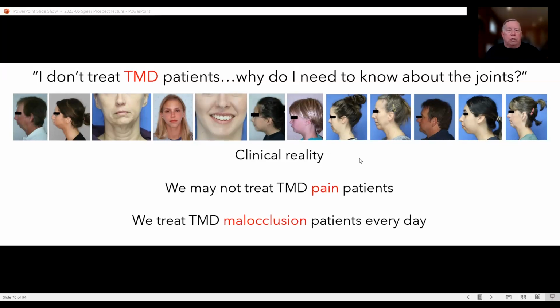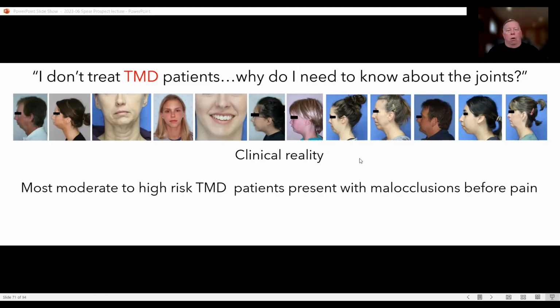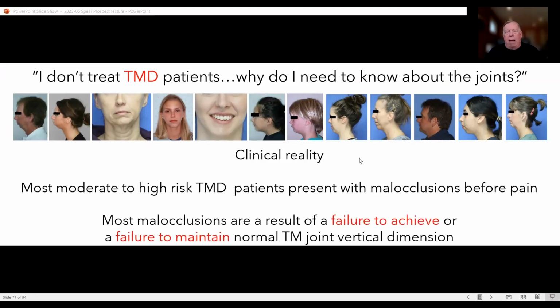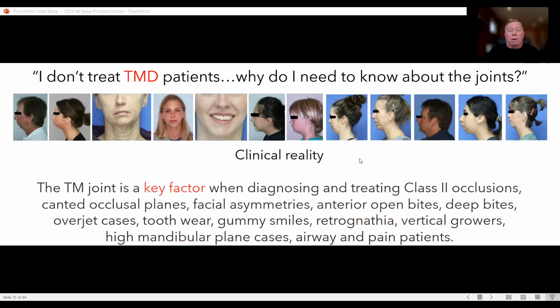All these patients are in our practice. The problem is we always think this is about pain. Pain typically is one of the last things that occur. Most of the malocclusions that occur are a result of a failure to achieve normal or a failure to maintain normal. But the longer I do this, the more convinced I am that people just didn't grow well because it happened earlier than we thought.